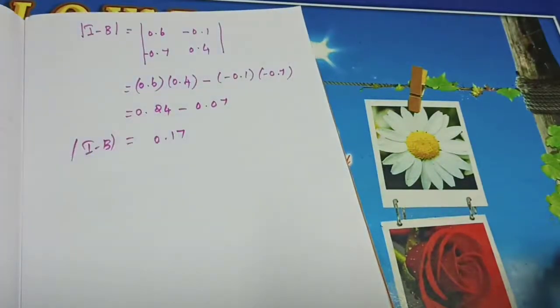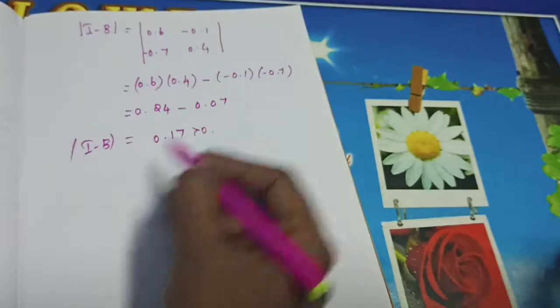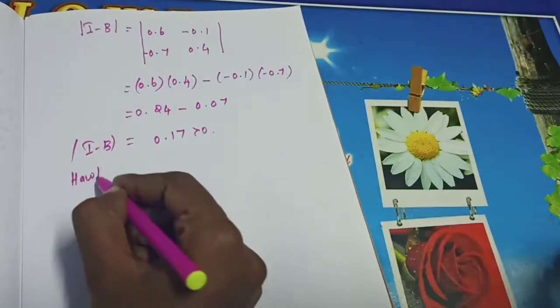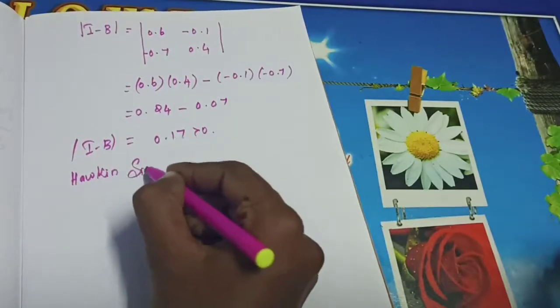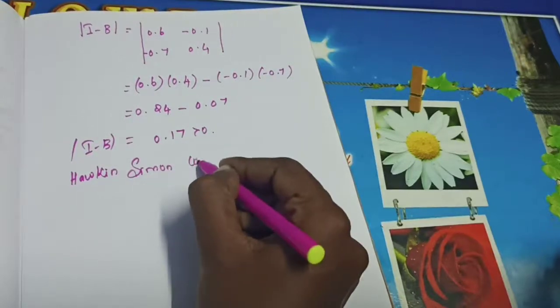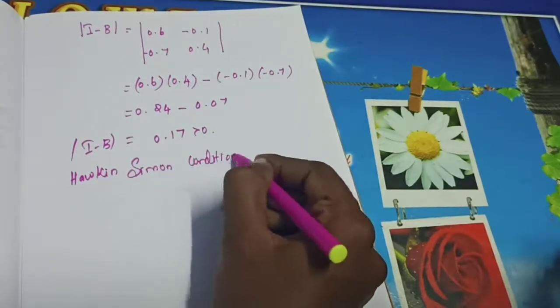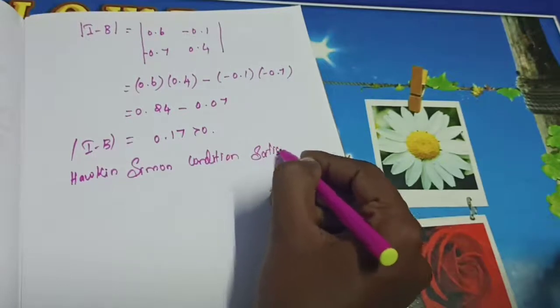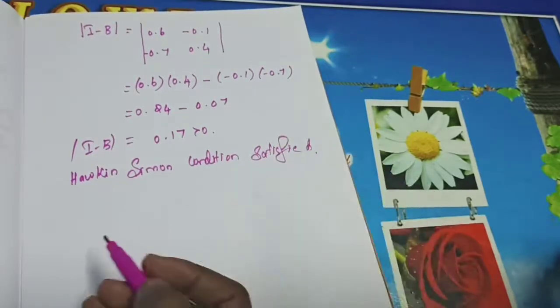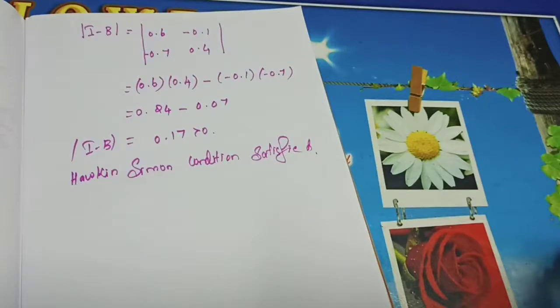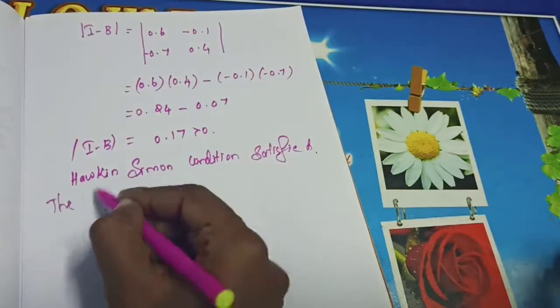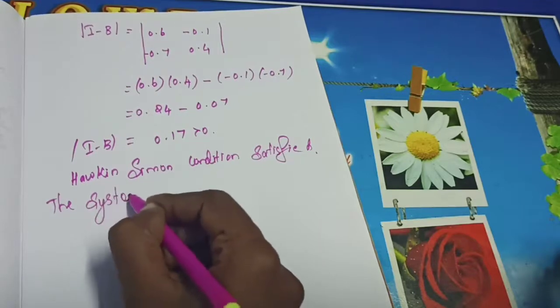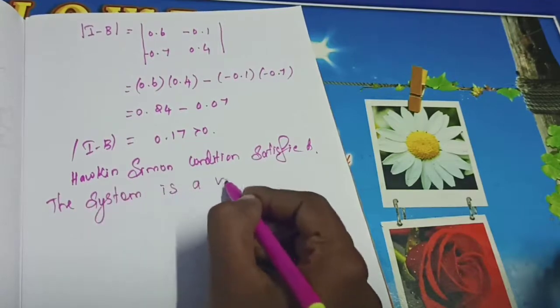Now further, is the determinant of I minus B positive or negative? Positive. So if it is positive, greater than 0, what will you say? The Hawkins-Simons condition is satisfied. Yes, the Hawkins-Simons condition is satisfied. So is the system viable or not? Yes, the system is viable. So the system has a solution, that's the meaning.